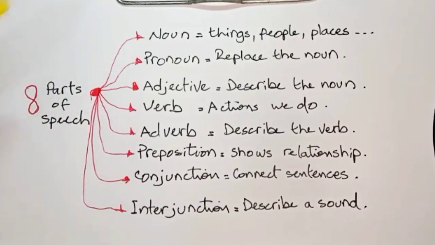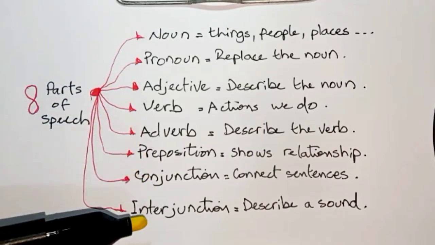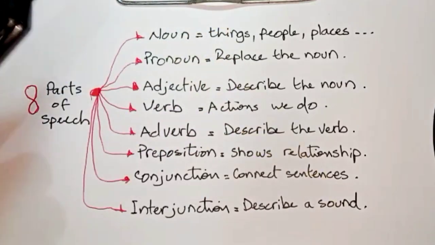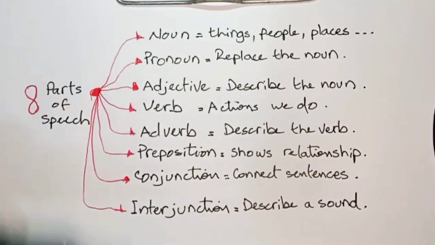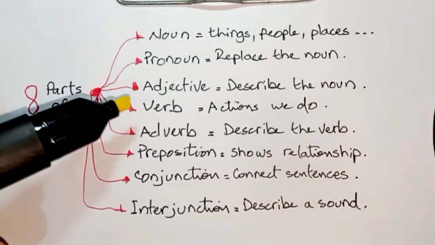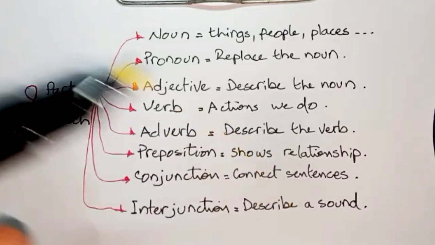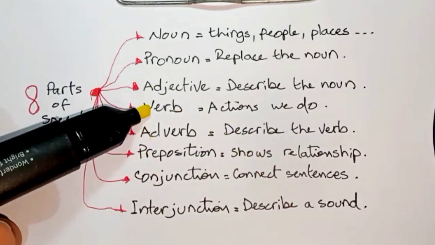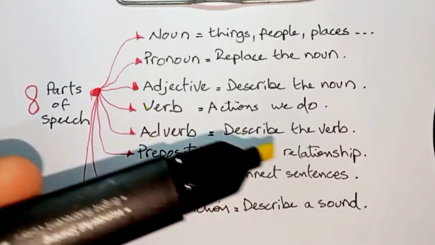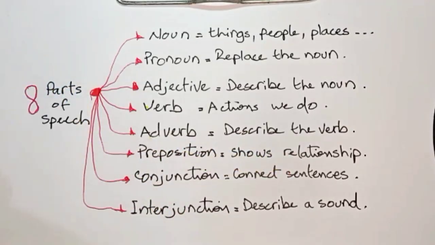So, let's recap. The 8 parts of speech are noun, pronoun, adjective, verb, adverb, preposition, conjunction, and interjection. Nouns are things, people, places. Pronouns replace the noun. The adjective describes the noun. The verb is an action we do or a state. Adverbs describe the verb. Prepositions show relationship in a sentence. Conjunctions connect two or more sentences. And the last one is interjection. They describe the sounds we make. All right?